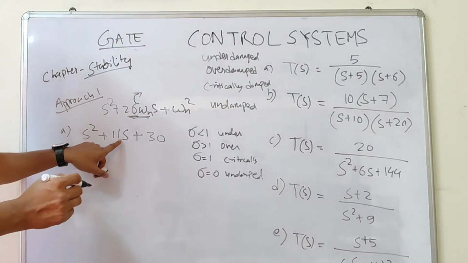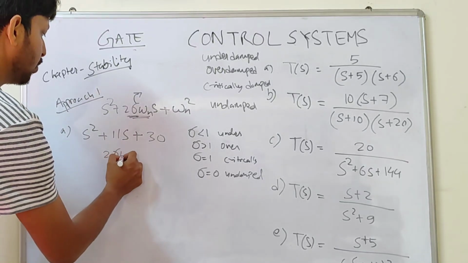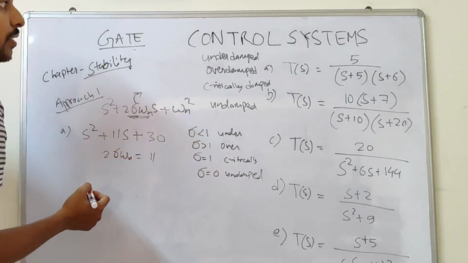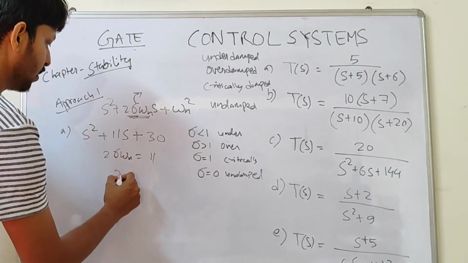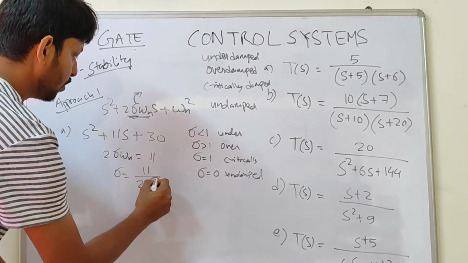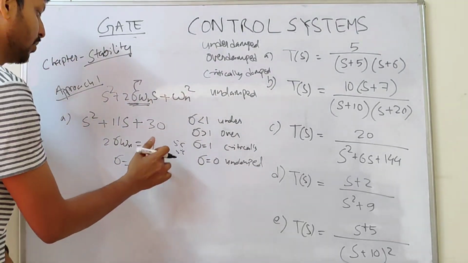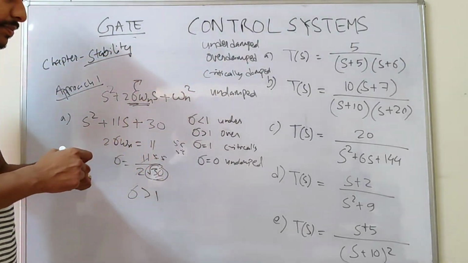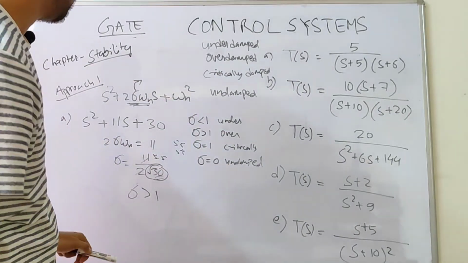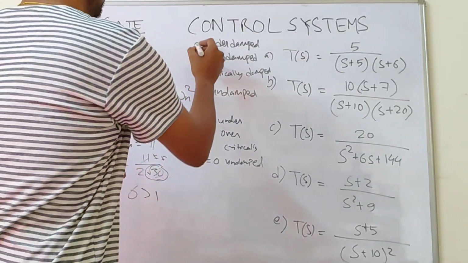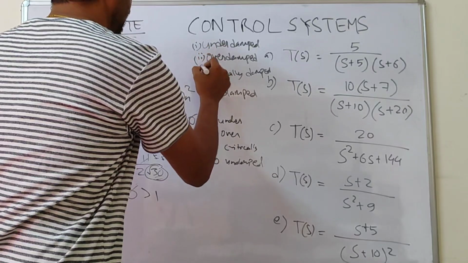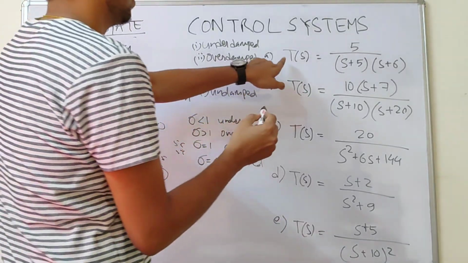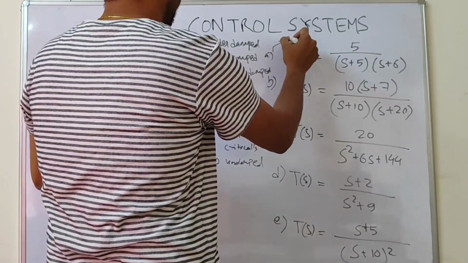So what's the sigma here? 2 sigma omega n equals 11, right? Omega n is nothing but root 30. So sigma would be 11 by 2 into root 30. This will be greater than 1. So this is an overdamped system. Okay, so A belongs to overdamped.